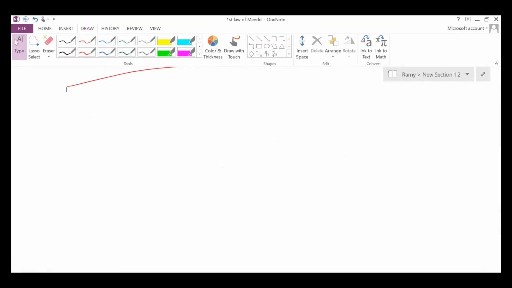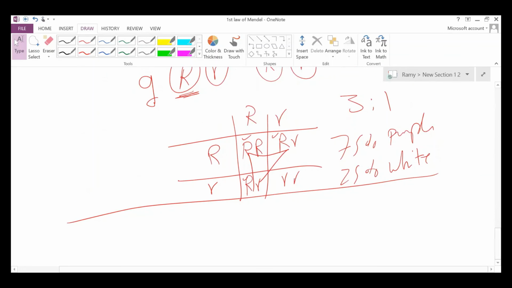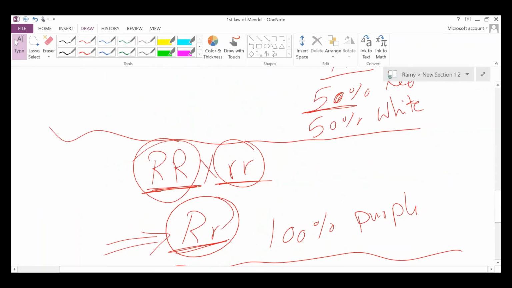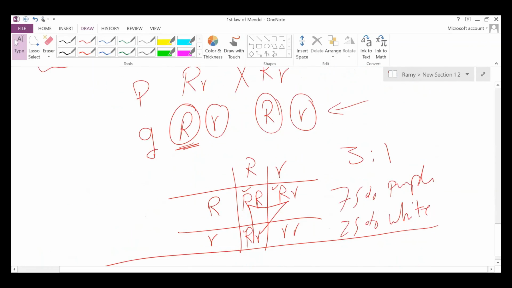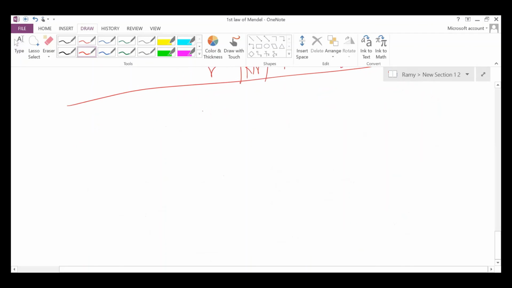If we go through the second law, also the first law of Mendel, we can see that we are applying something called the law of segregation. Law of segregation means if we have like R capital, R small, just like what we did, each allele would be distributed or segregated to one of the gametes.